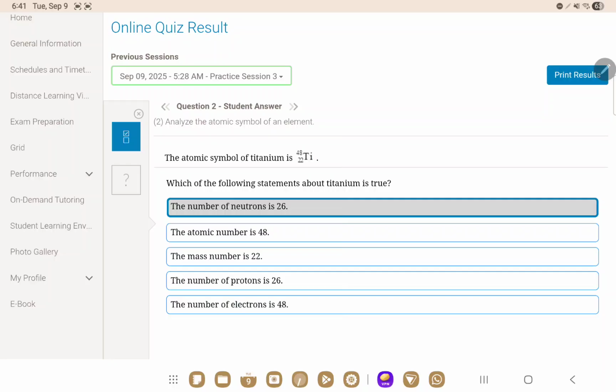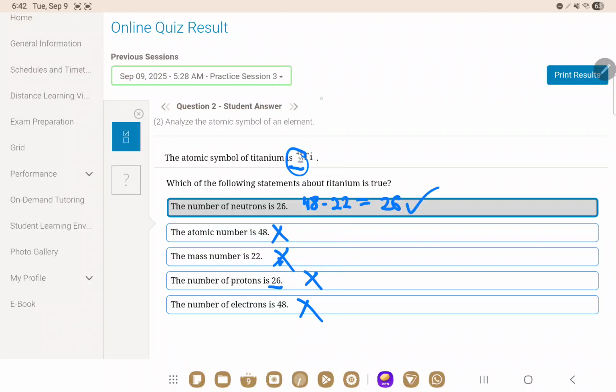Now, which of the following is true? The number of neutrons is 26. 48 minus 22 is 26. So this one is true. The atomic number is 48. No, it is 22. So this is wrong. Mass number is 22. No, it is 48. So this is wrong. Number of protons is 26. What did I say? Number of protons is the bottom number. So not 26. The number of electrons is 48. No, it is 22, because it's the same as the bottom number.